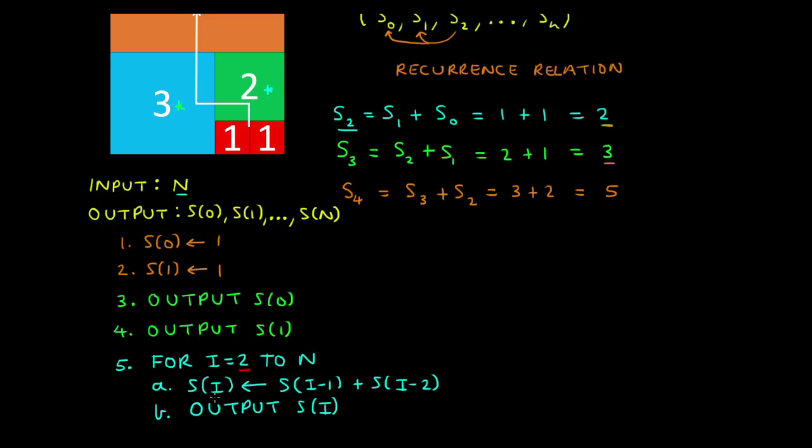So when I equals 2, we have S2 is S1 plus S0. And when I equals 3, we have S3 is S2 plus S1, and so on.